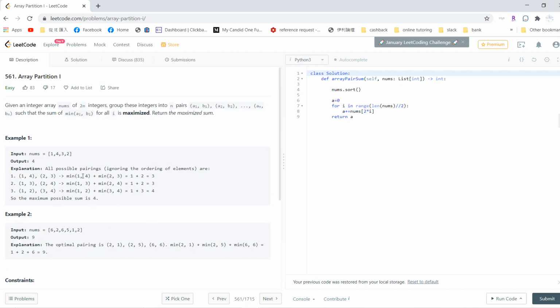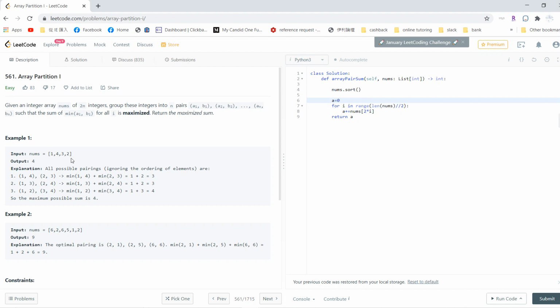Basically, the answer is just we first sort the array, right? And then we just take the first one, the third one, and the fifth one. So we take each number in the odd positions, and then we sum them. So the answer starts at 0, and for i in range, we just take the sum of the 2i element. So basically we take all the even indices.